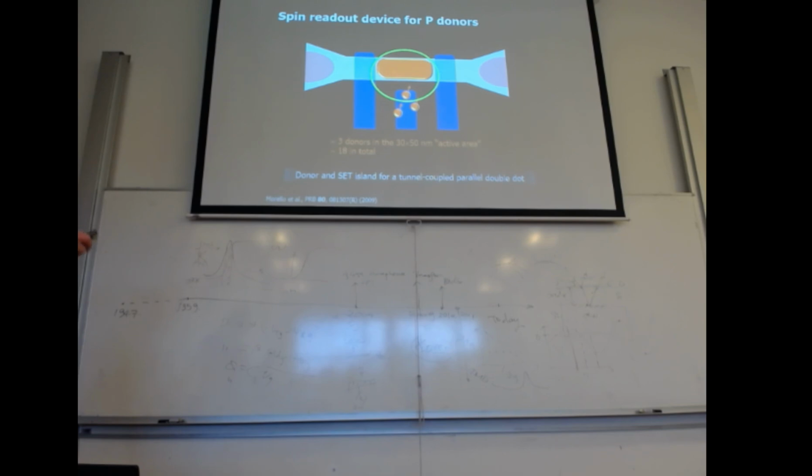And this is the SET island, so we have a source and a drain, we have two barriers, and here we form a small island with typically about 50 to 100 electrons on it. Size-wise, it should behave like a metallic island, but because it is in a semiconductor, we do see some quantization effects, but it's sort of negligible.